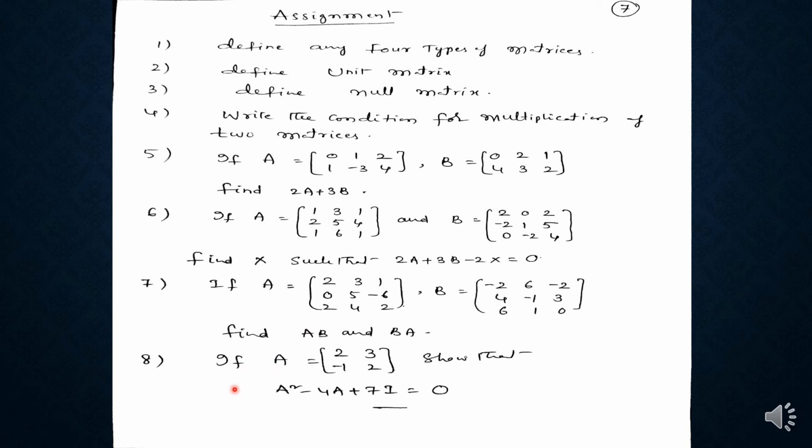The eighth question is, if A is equal to [3 -1 2], show that A square minus 4A plus 7I is equal to null matrix. A square means first find A square value, A into A, then find 4A value, 4 into A, and find 7I. I is the unit matrix. So after finding these values, substitute in this expression, we will get the null matrix. So do these problems, write down.